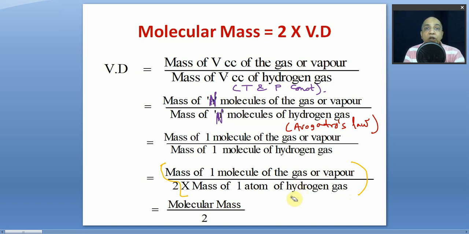Of course, nowadays we take the carbon standard. We take the mass of one molecule divided by 1 by 12 part of a carbon-12 isotope. That we say, but it is almost the same. So the mass of one molecule by the mass of one hydrogen atom is nothing but the molecular mass of that particular gas.